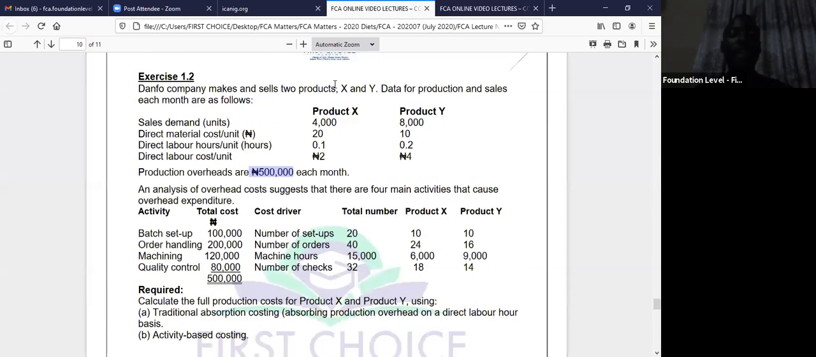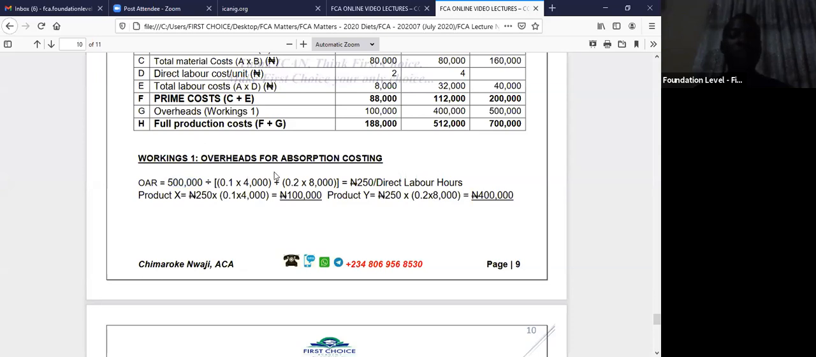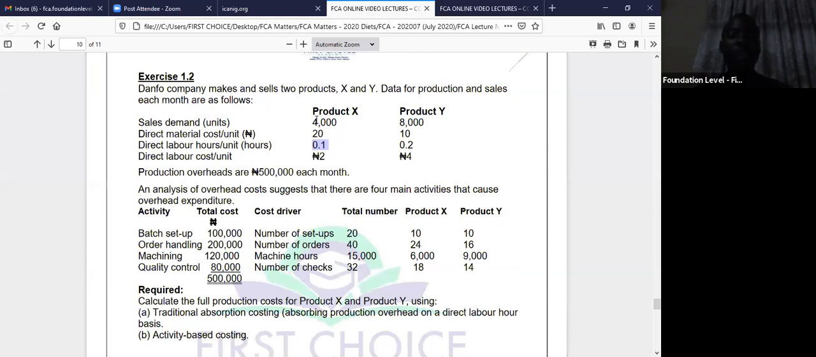And so what it means here is this. 0.1 hours for 1 unit, multiplied by how many number of hours? 0.1 times 4,000. That means it takes you 0.1 hours to make 1 unit of goods. Multiply by 4,000, that will give you 400 hours. 0.2 per hour multiplied by 8,000 will give you 1,600. So 1,600 plus 400 hours will give you 2,000 hours.